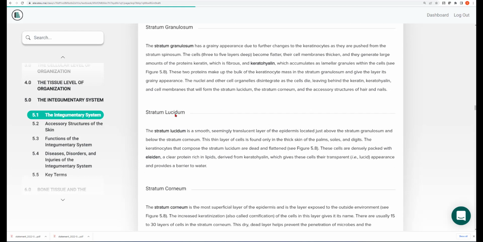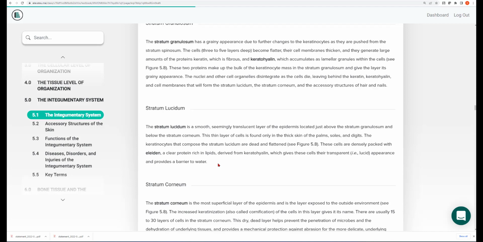Now, stratum lucidum is the next layer, but recall, stratum lucidum is only found in thick skin. And in thick skin, that is the skin of your palms and of your soles, this extra layer is there. These cells are dead. They're very flat, and they have within them a breakdown product of keratin, which is a very clear, lipid-rich molecule. So it gives this layer a very lucid or clear appearance, but it also provides an excellent barrier to water.